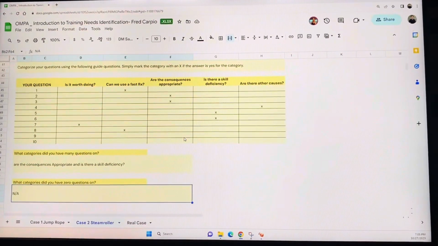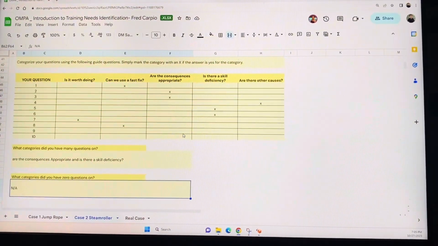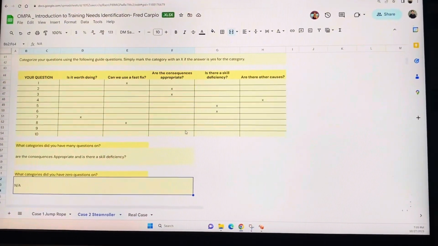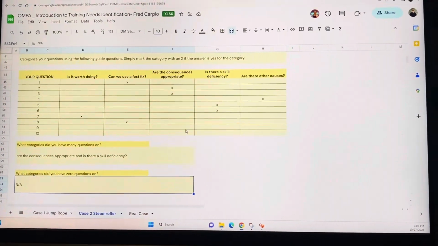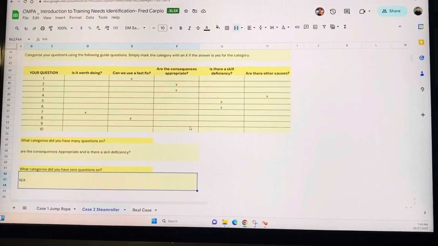What categories did you have many questions on? I actually have 2 for this. Case number 2, are the consequences appropriate? I have 2 questions, and 2 questions also under, is there a skill deficiency? And not applicable for categories, did you have any 0 questions on?